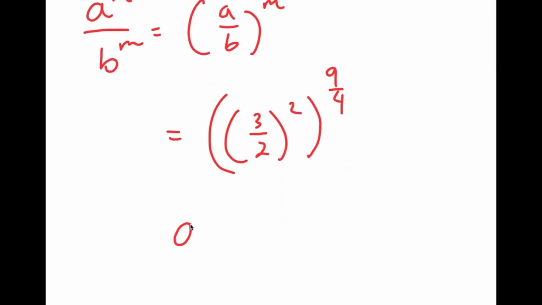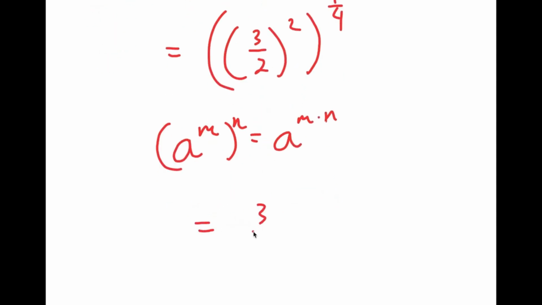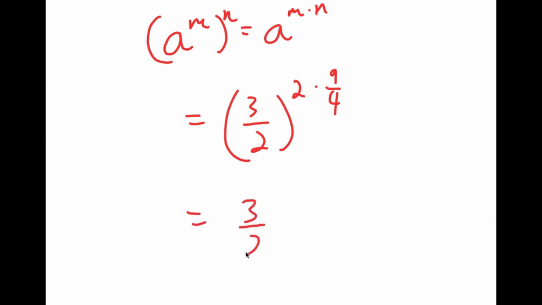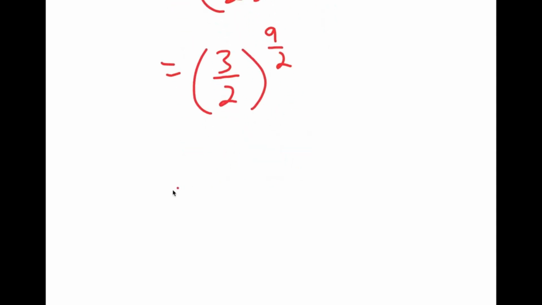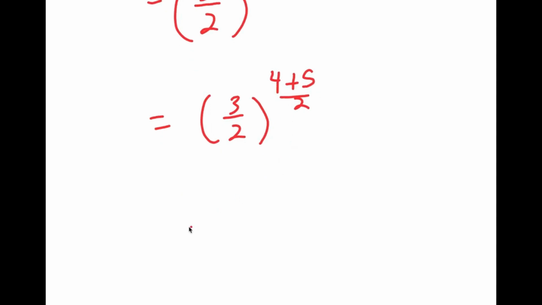Now, if I have something in the form (a^m)^n, this is equal to a^(m·n). So it's going to equal (3/2)^(2·9/4), which is equal to (3/2)^(18/4), which is equal to 9/2. So I have (3/2)^(9/2). Now 9/2 is the same thing as 4 plus 5 over 2. And this is equal to 4/2 plus 5/2.